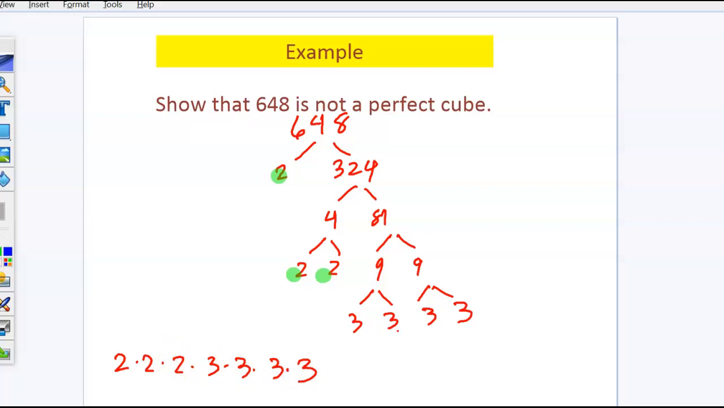So therefore, if you list them in groups of 3, because we're looking for perfect cubes, there's a set of 3 2s, there's a set of 3 3s, but I have this 1 3 left over, and there's no group of 3 for that one to go to, so that proves that 648 is not a perfect cube.